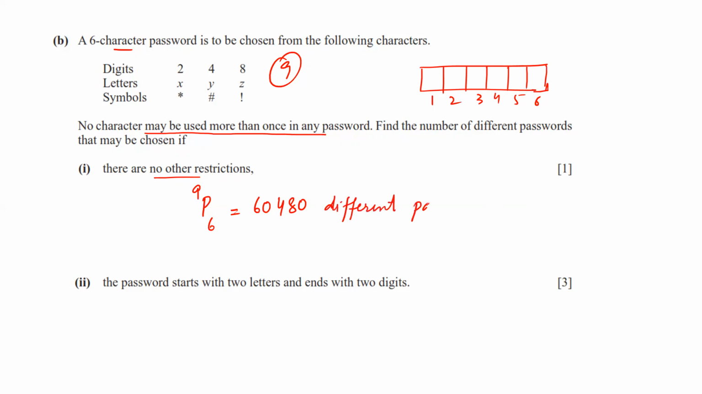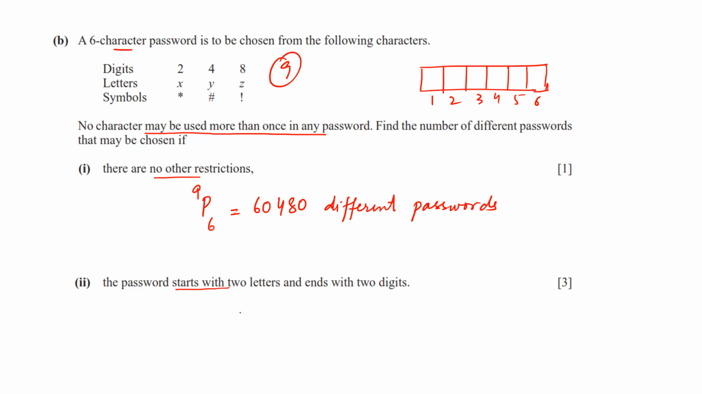Different passwords will be there if there are no restrictions. So you can use each word multiple times, and we don't care. So there are no restrictions. Now then come the passwords. There is a restriction: the password starts with 2 letters.